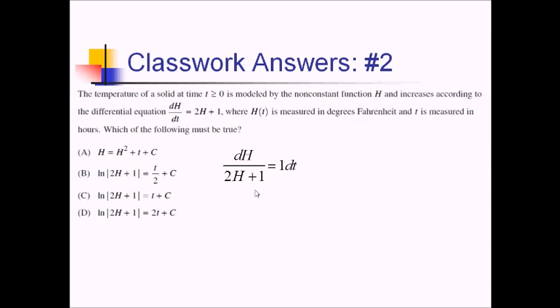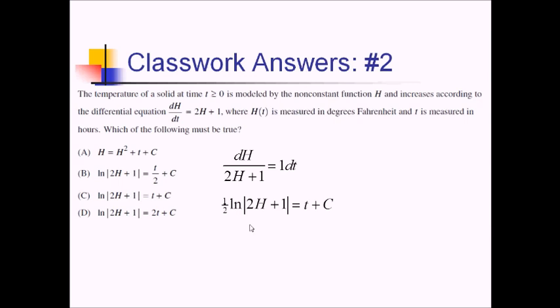Let's keep going. The next step is going to be to take the antiderivative of both sides. On the left side, this is kind of an ln sort of situation, but since I have an inner function with a coefficient of 2, I'm going to have to divide by 2. So this is going to be 1/2 ln of 2h plus 1 in absolute value. And then on the right side, I've just got t plus c. Is this any of my answer choices?